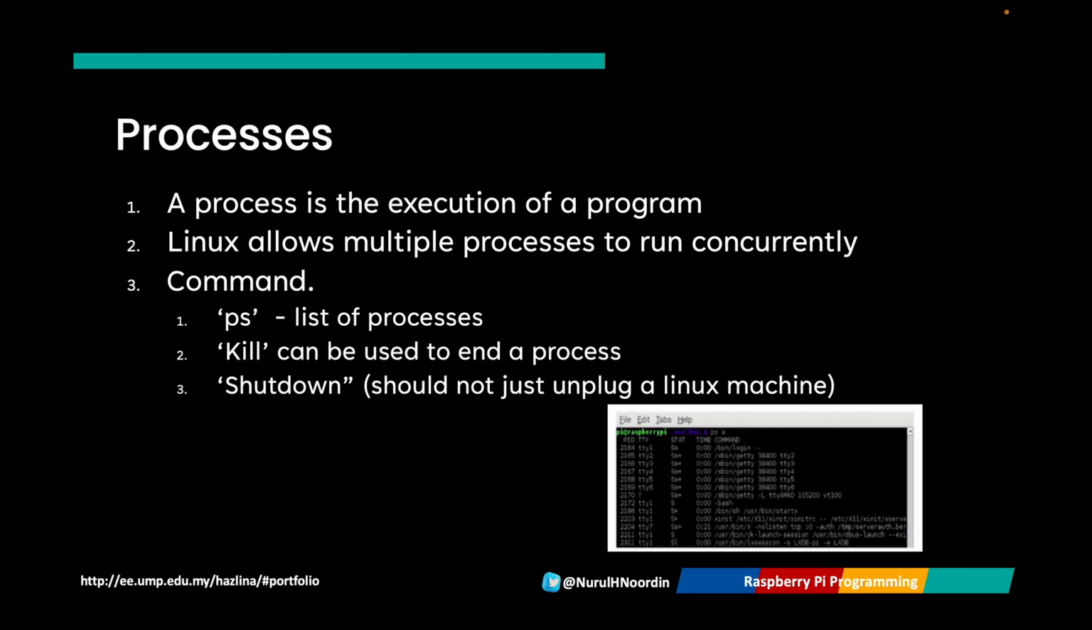One important rule when shutting down a Linux machine is to never just unplug. Instead, always use the shutdown command to power it off properly. This ensures all processes terminate safely and prevents data corruption. Understanding how to manage processes is crucial for maintaining system stability and efficiency.